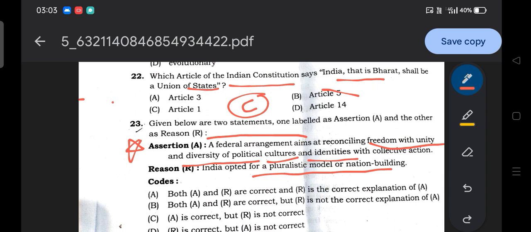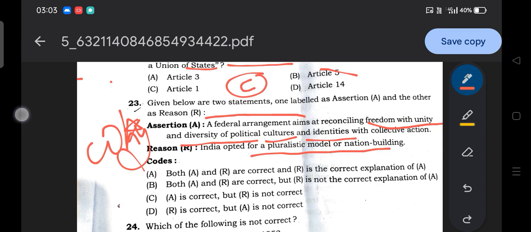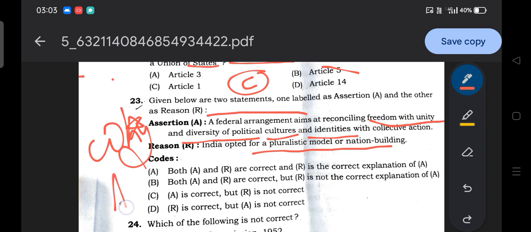Now, if you want to answer an assertion reason based question, you have to ask yourself why. Just ask why. Is the statement that India opted for a pluralistic model of nation building providing the correct explanation for the assertion or not? Yes, because the pluralist model believes in unity in diversity. So our answer is option A.